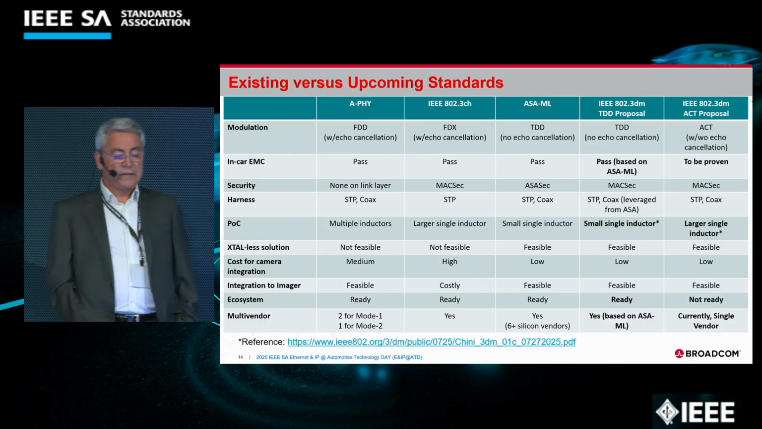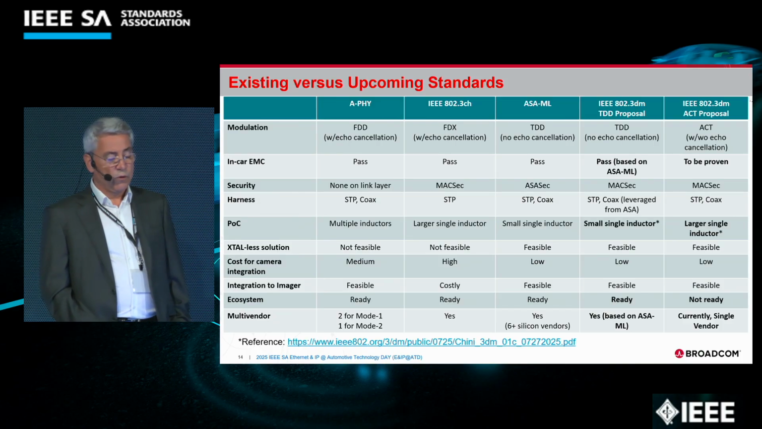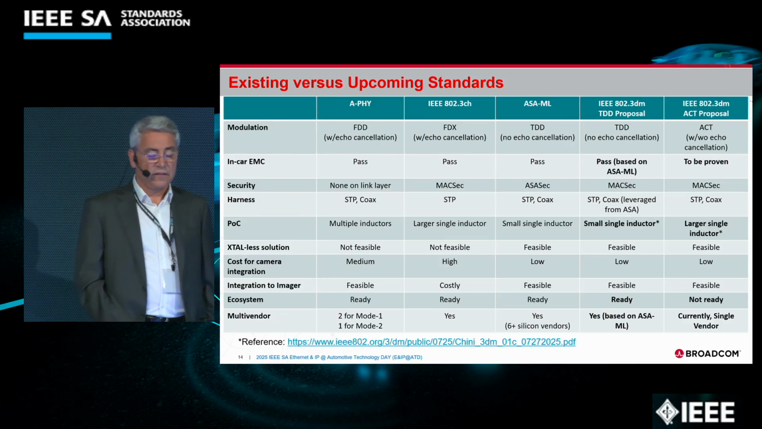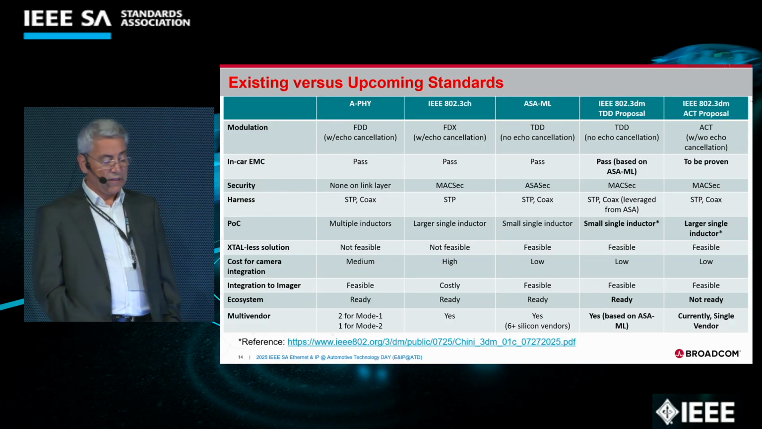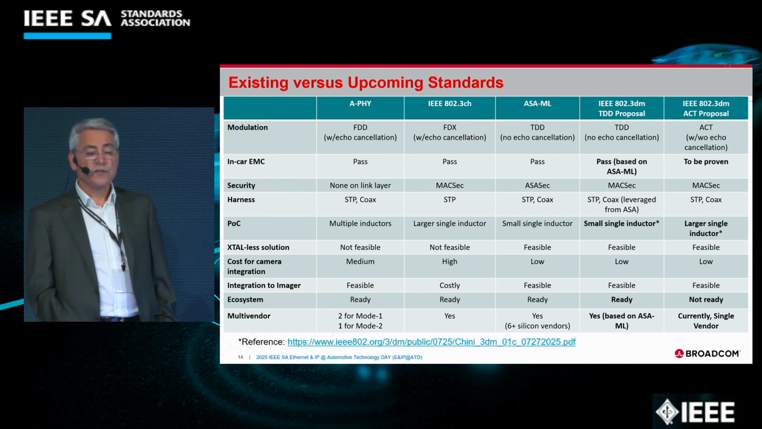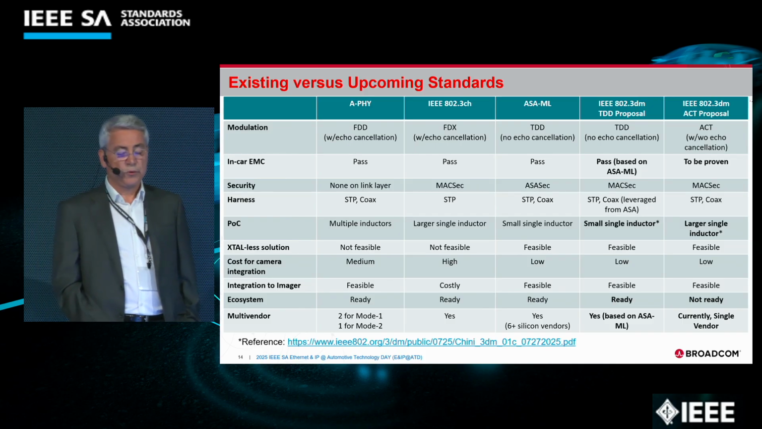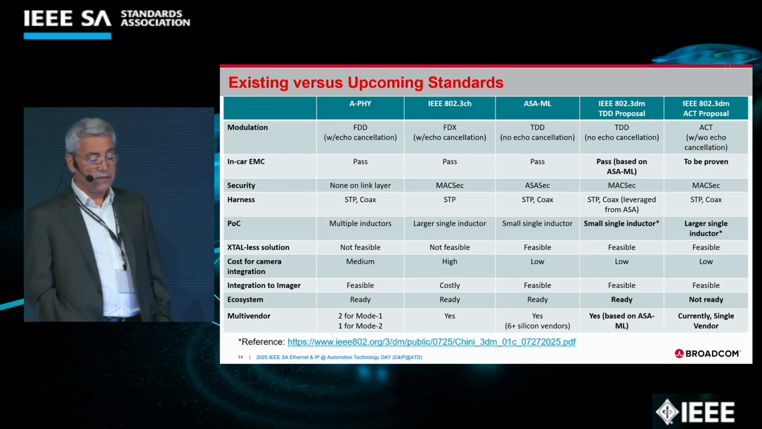So there are three important factors in this table. One of them is that EMC is critical for an upcoming standard solution. The second one is the ecosystem, which should be available to deploy any given technology. And the third one is the multi-vendor availability. Both of these techniques, the TDD proposal and the ACT proposal, are technically feasible. However, the difference is in these factors that I just mentioned.